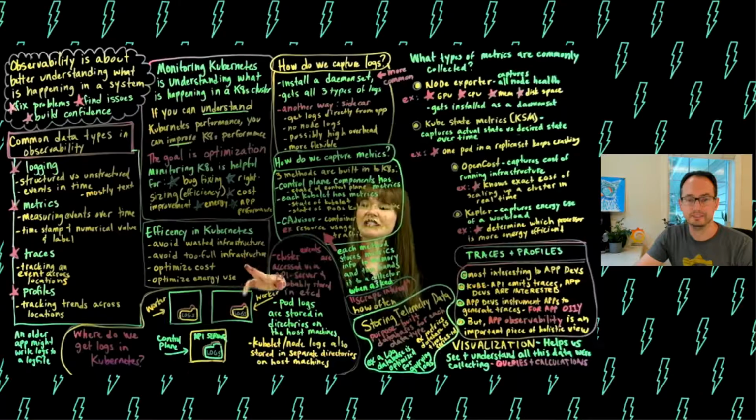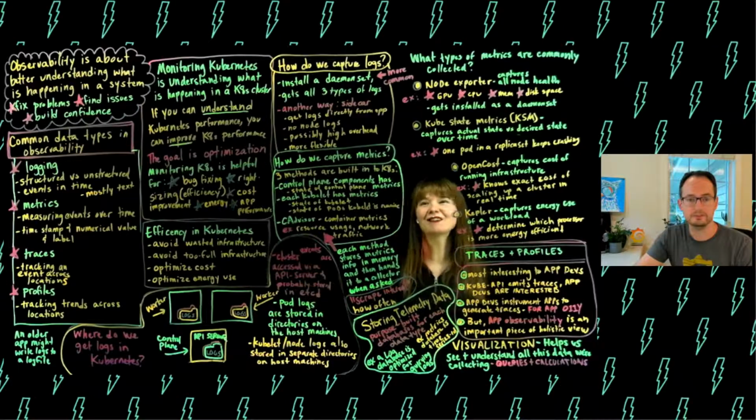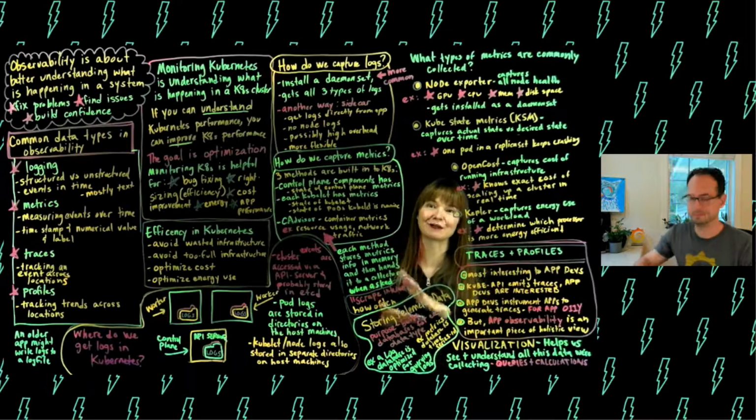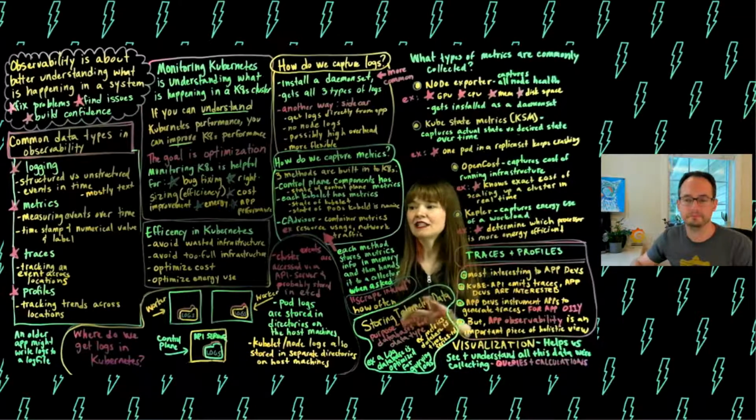So efficiency in Kubernetes, what is that? What does that even mean when we talk about efficiency? So we want to find the balance of avoiding wasting infrastructure resources, but also have enough extra room in our infrastructure resources that if we do get a spike, our system can handle it. So we also want to optimize cost and we want to optimize energy use, which we'll talk more about soon.